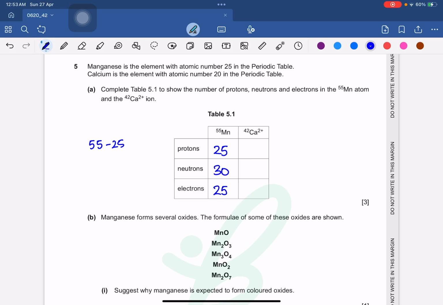The proton number for calcium 2+, as the atomic number is 20, will be 20. Neutron number for calcium 2+ will be 42 minus 20, which will be 22. And as calcium has a charge of 2+, it has lost 2 electrons. So the electron number will be 18.